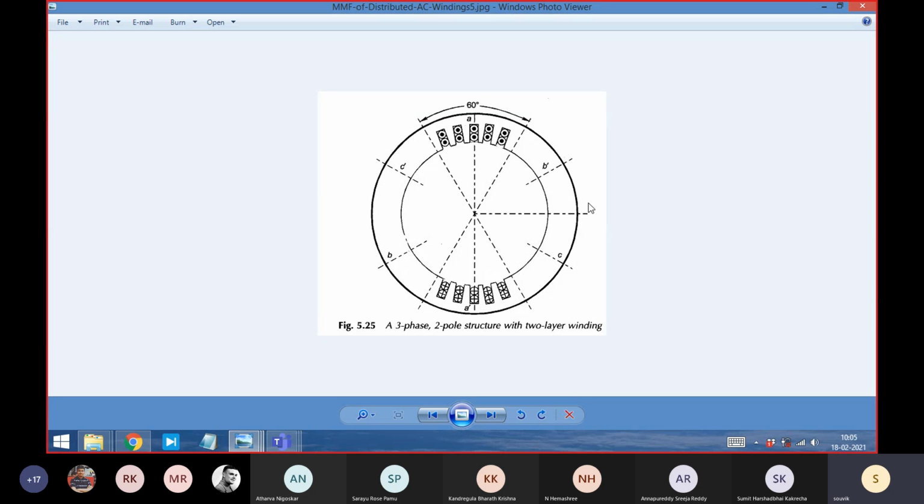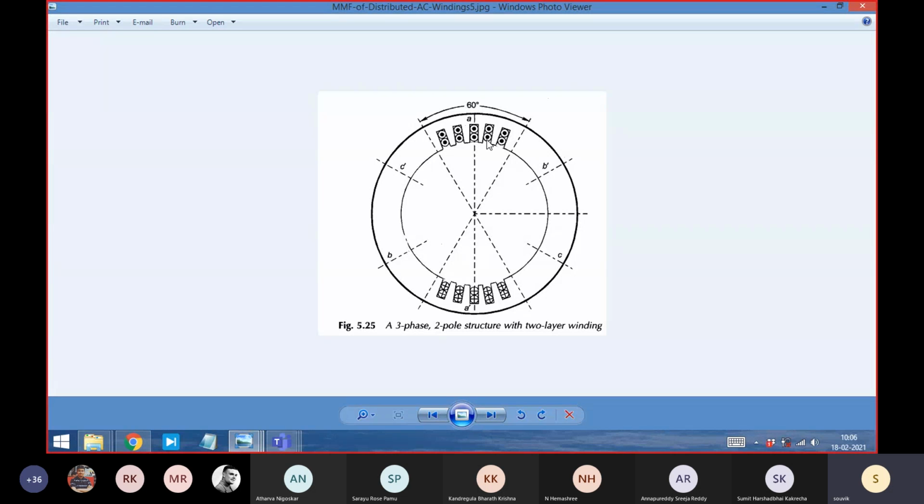With that in mind, the B and C coil axes will be 120 degrees shifted. So B coil axis is here, and C coil axis is another 120 degrees shifted. This is what they define as the position of the dot conductors. B is the position of the dot conductors here. B dash is the position of the cross conductors of the B phase, and C is the position of the dot conductors of C phase, and C dash is the position of the cross conductors of the C phase.